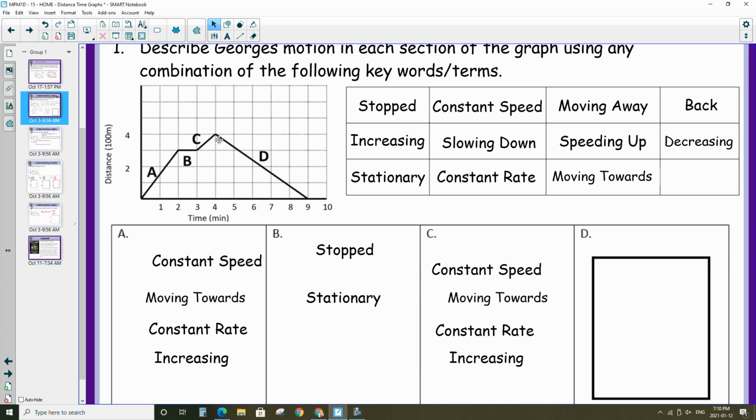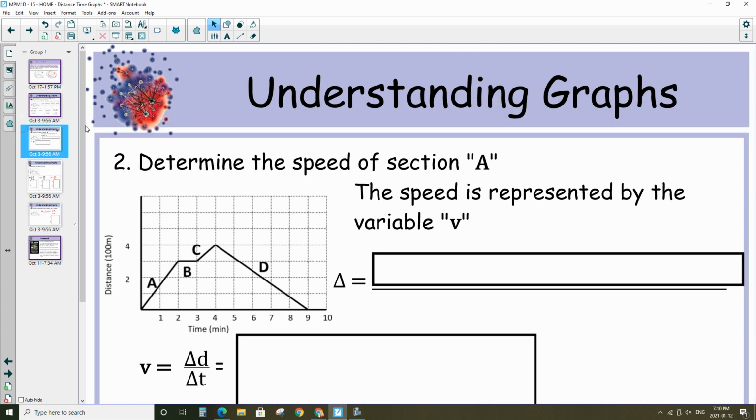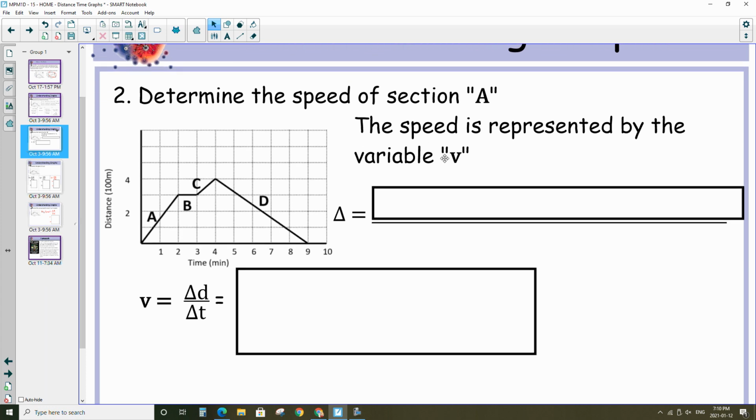And then section D means after the 400 meter, or after 4 minutes and 400 meters, George turns around and goes back home. So he's going in the opposite direction. It's constant speed, so moving away from the store, going back, it's decreasing, and then also constant rate. So think about these words when you're writing your own story. So now let's calculate the speed of each of those sections. So speed is represented by the variable v.